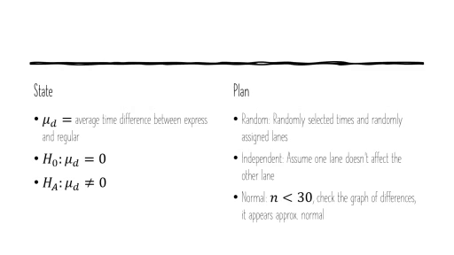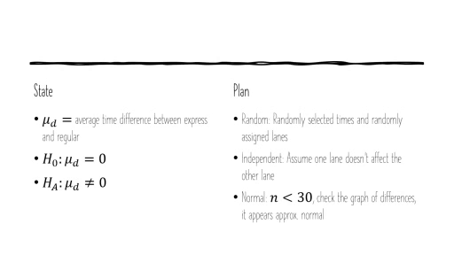Under plan, randomly selected times and assignment, it said everything was random. You assume that one lane doesn't affect the other to make it independent, and it's less than 30. You want to check the graph to see if there's differences, and then it appears to be semi-normal.